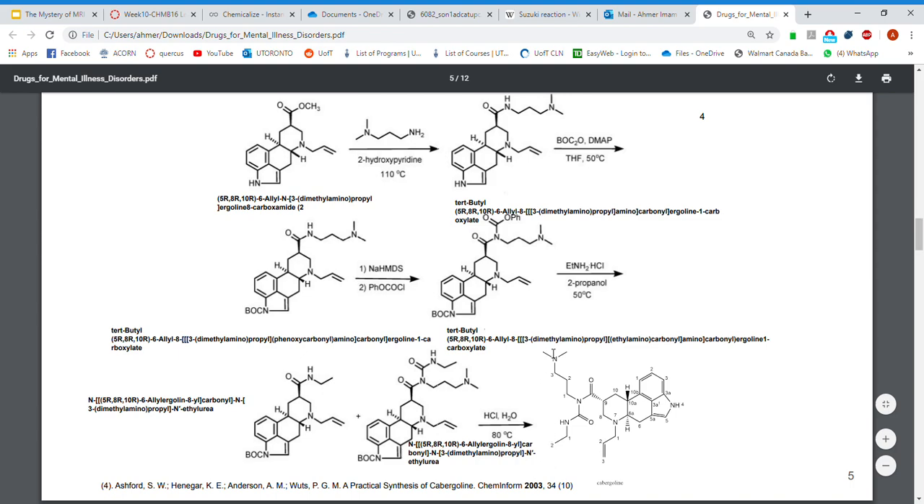It attaches to the D2 receptors of the anterior pituitary lactotroph cells in the pituitary glands.